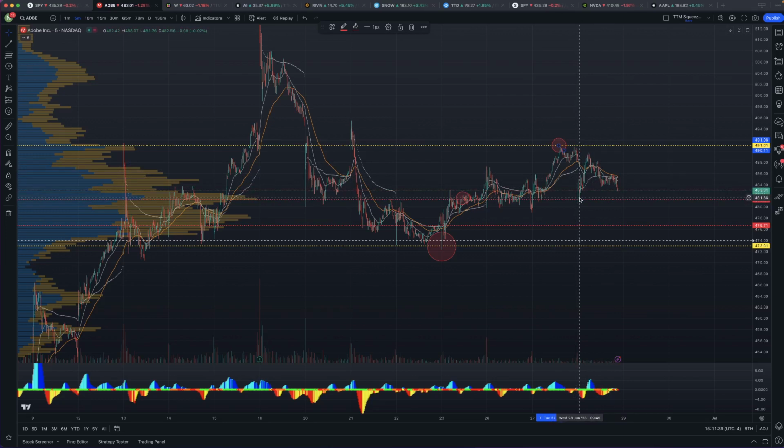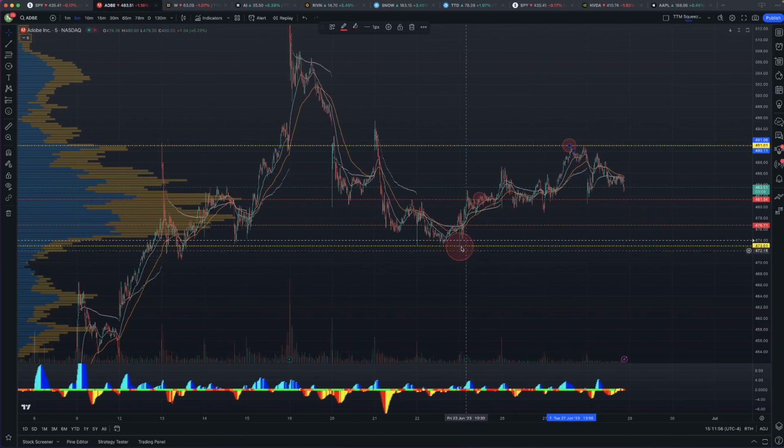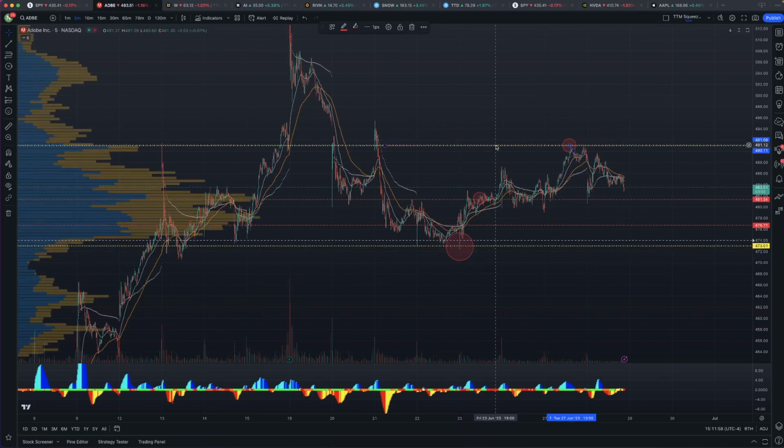Now, Adobe is an expensive stock and expensive contract, so this maybe is not the best example, right? And then you could even re-add down here at support, back into 5 contracts and try and ride that back up again. But that's how these patterns play out. They play into these support and resistance levels for a while, and that's when you get the squeeze.